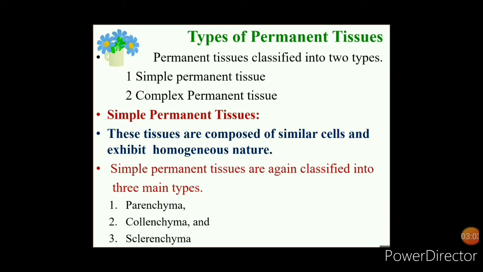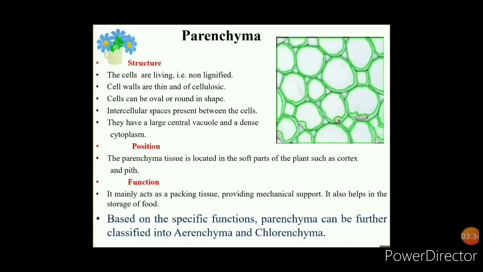Permanent tissues are classified into two types. The first one is simple permanent tissue and the second one is complex permanent tissue. The simple permanent tissues are those tissues which are composed of similar cells and are homogeneous in nature. Again, simple permanent tissues are classified into three main types. First is Parenchyma, second is Collenchyma and third is Sclerenchyma. We will see them one by one.